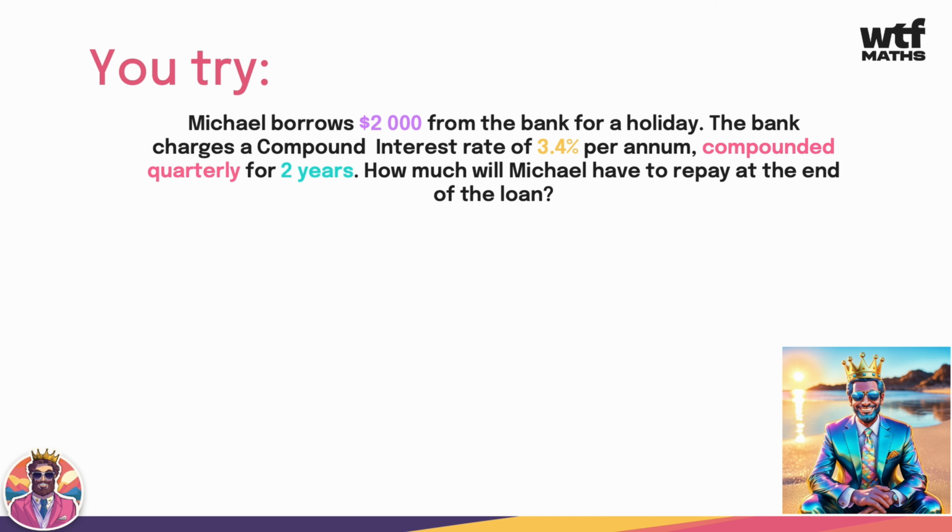I'm pretty confident in your abilities to understand how this formula works now, so could you give this question a go? So Michael borrows $2,000 from the bank for a holiday. The bank charges a compound interest rate of 3.4% per year, compounded quarterly for 2 years. How much will Michael have to repay at the end of the loan? Here's your formula. Here's the letters. I want you to try to pause the video and work it out. Good luck.